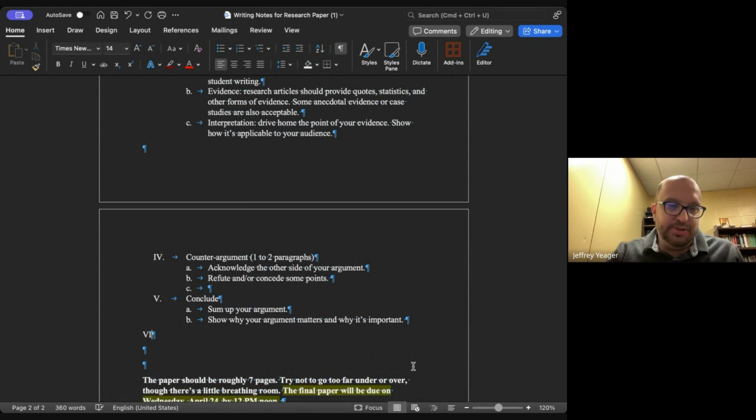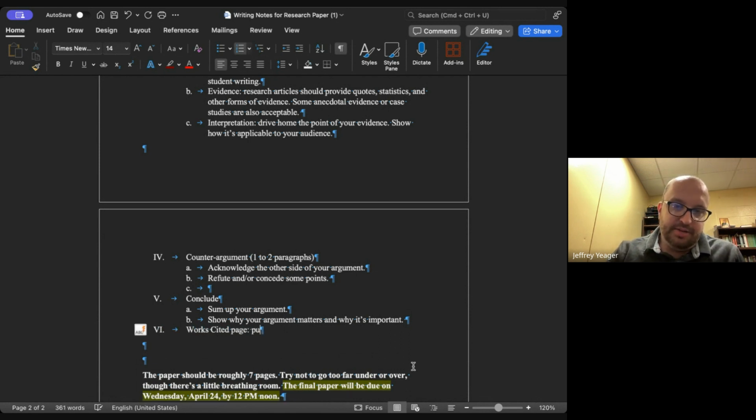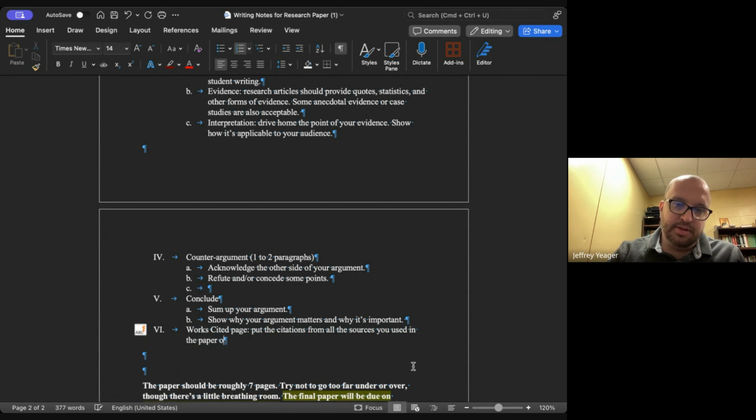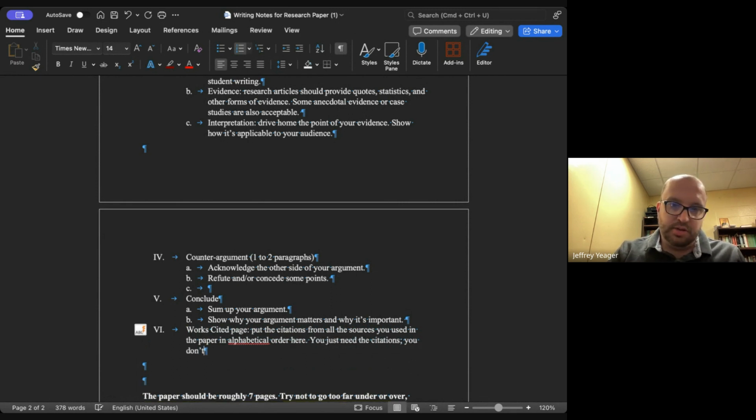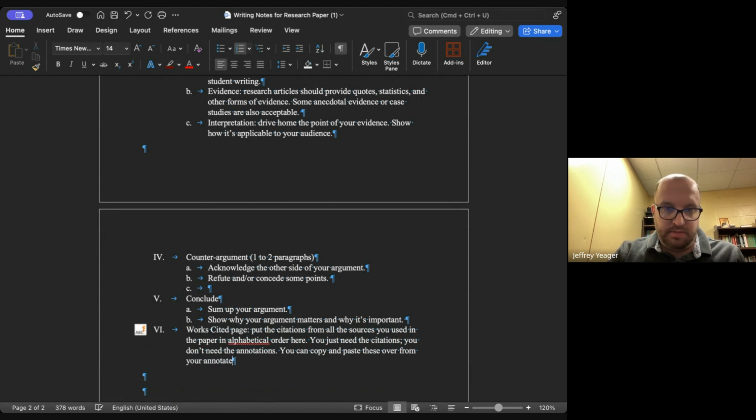And then I should put this on here too. Works cited page. You'll have a works cited page. Also, all the articles you used in your paper, you want to make sure that you cite them here in your works cited page in MLA style. So the same way that you cite them when you do the bibliography, you'll also cite them here on its own page. But you don't have to put the paragraph annotation after it. Just the citation.